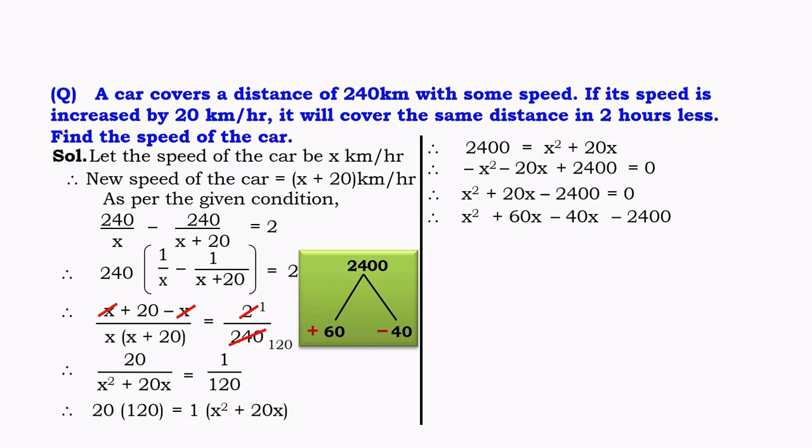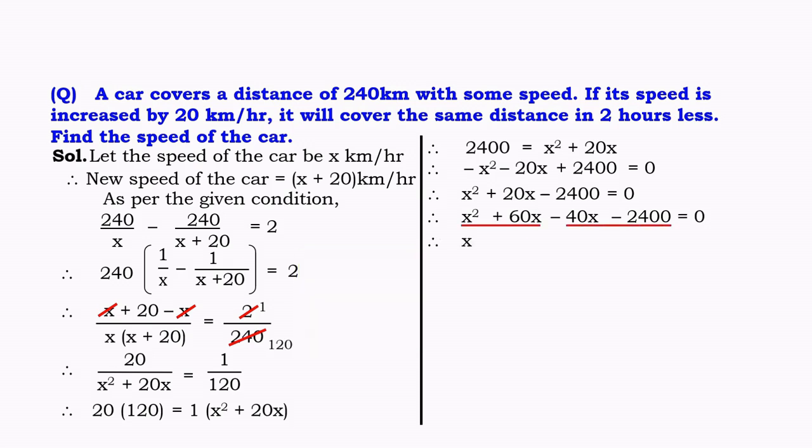Now, factor by grouping. From the first two terms, take x as the common factor. From the last two terms, take minus 40 as the common factor. This gives us x plus 60 as the common bracket. Hence, we get x plus 60 multiplied by x minus 40 is equal to 0.